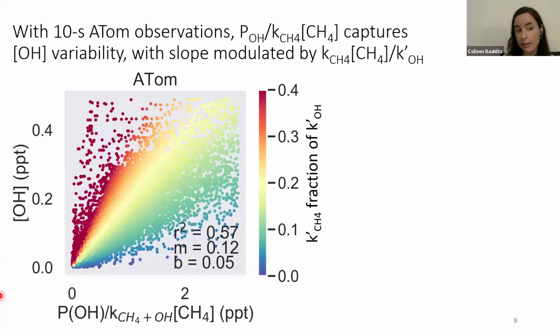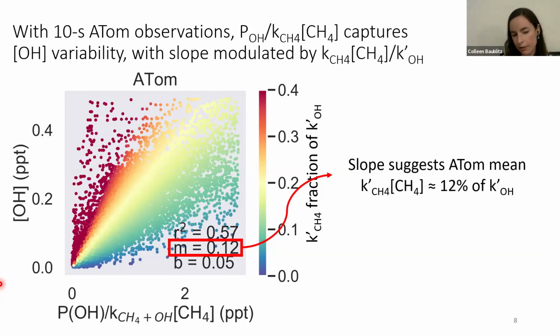Okay, and so going on to look at this relationship in the 10-second ATOM observations with the ratio of OH production to methane reactivity, we see that this proxy broadly captures variability in OH concentration across the ATOM flight tracks. And so we see that here in that there is a slope, there is a correlation coefficient approaching 0.6 in the relationship between the proxy and OH concentration. And so what I also would like to illustrate with this slide is that the slope of this relationship is modulated by the relative contribution of methane to total OH reactivity. And so that's what's shown in the colors in this plot.